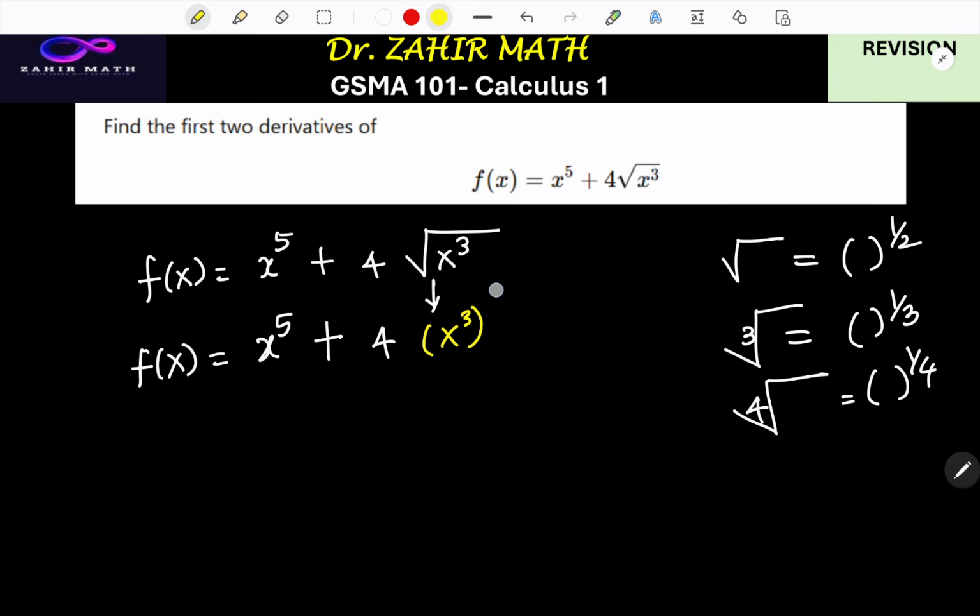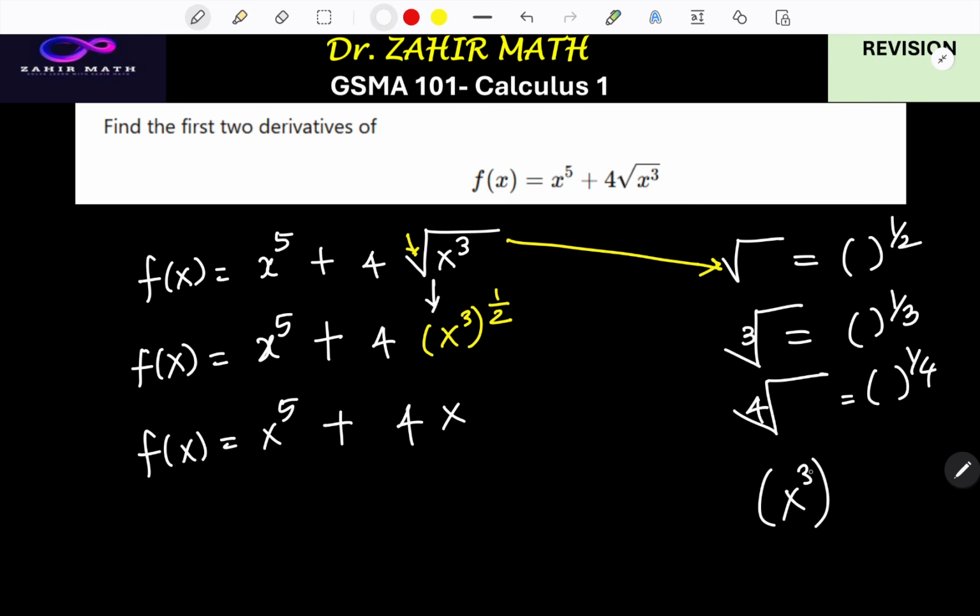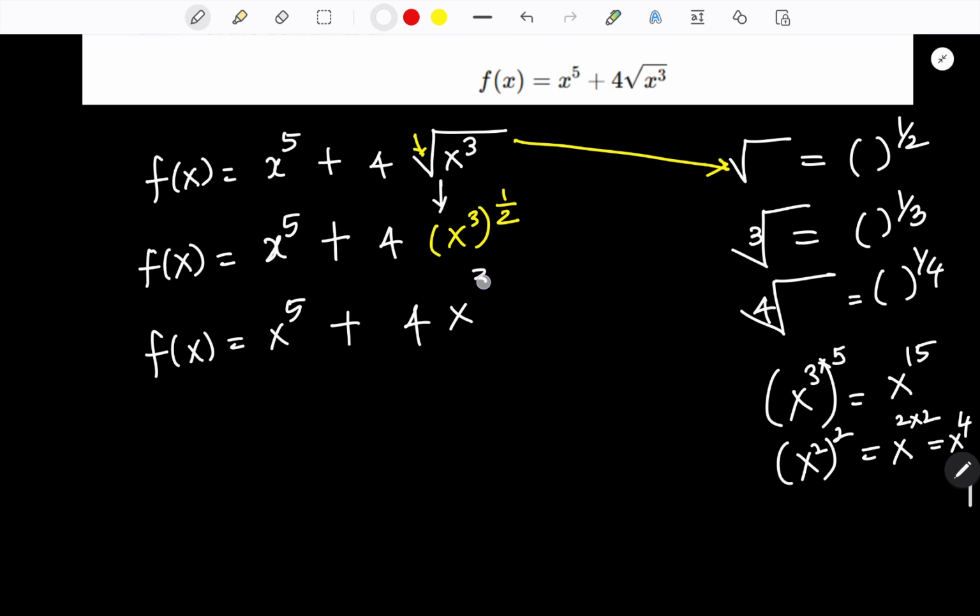As x cube to the power of 1 by 2, because it belongs to the square root, because there is no number here. If there is a number, you have to put it there. So f of x equals x power 5 plus 4x to the power of x cube to the power of 5. What is your answer? x power 15. You are multiplying. x square to the power of 2, 2 multiply 2, so x power 4. So this is 3 multiply 1 by 2 is 3 by 2.